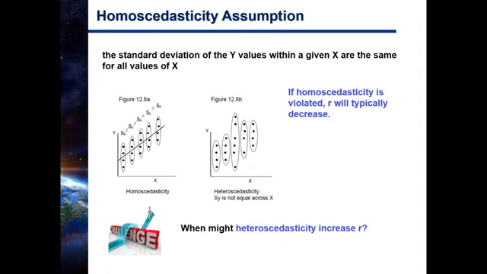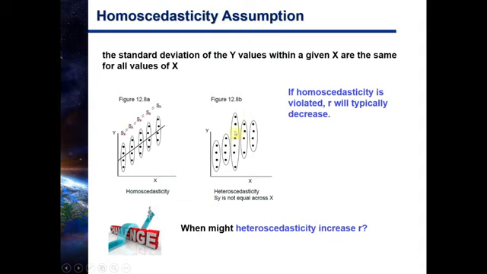Now, here's a little bit of a challenge for you. When might heteroscedasticity increase R? Because I said usually if we violate homoscedasticity, in other words, if we have heteroscedasticity, R will typically go down. When can it, or will it ever go up? Will it ever increase R? And the answer is yes, it could.